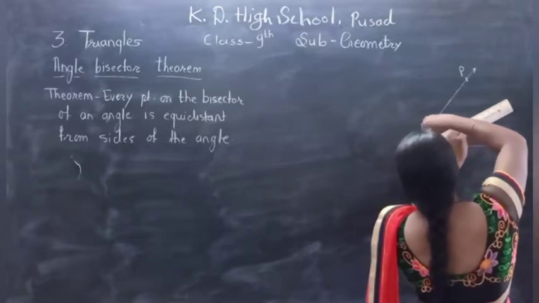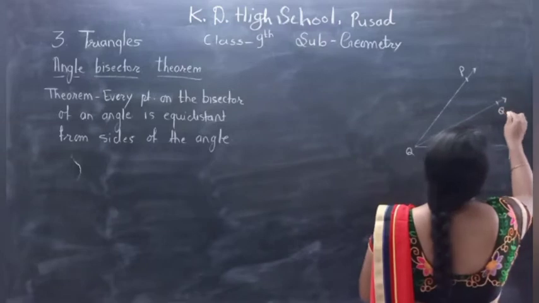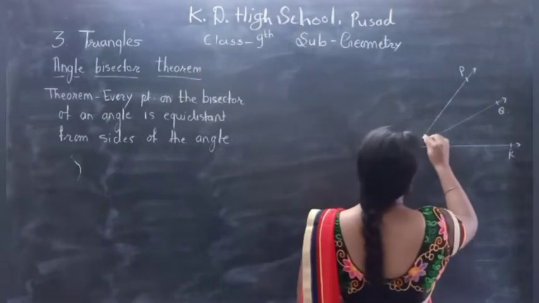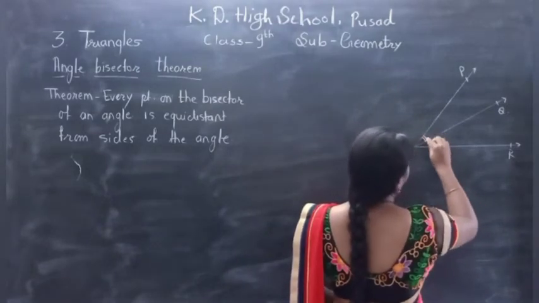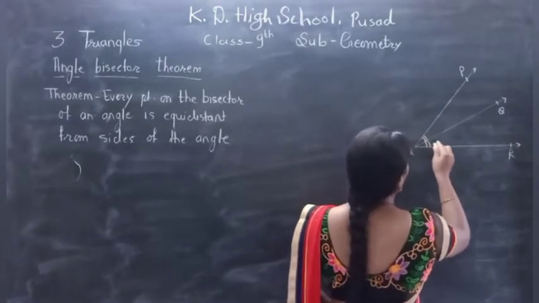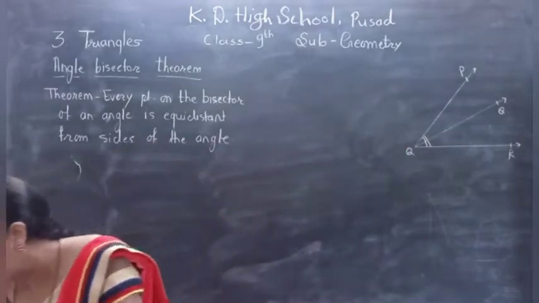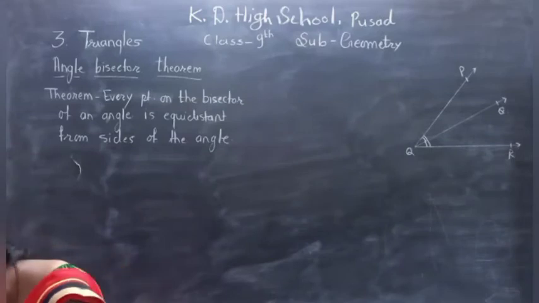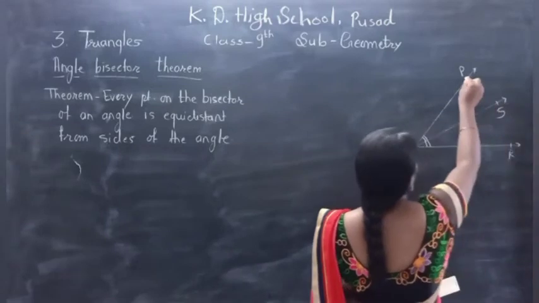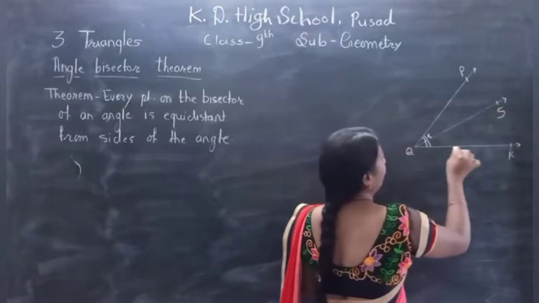We use the same names which are given in your textbook. So QS is the bisector of angle PQR. Bisector means what? The ray which divides the angle into congruent angles. It means angle PQR, PQ, yes, it is the same name given, that is the QS. Angle PQS is congruent to angle SQR.